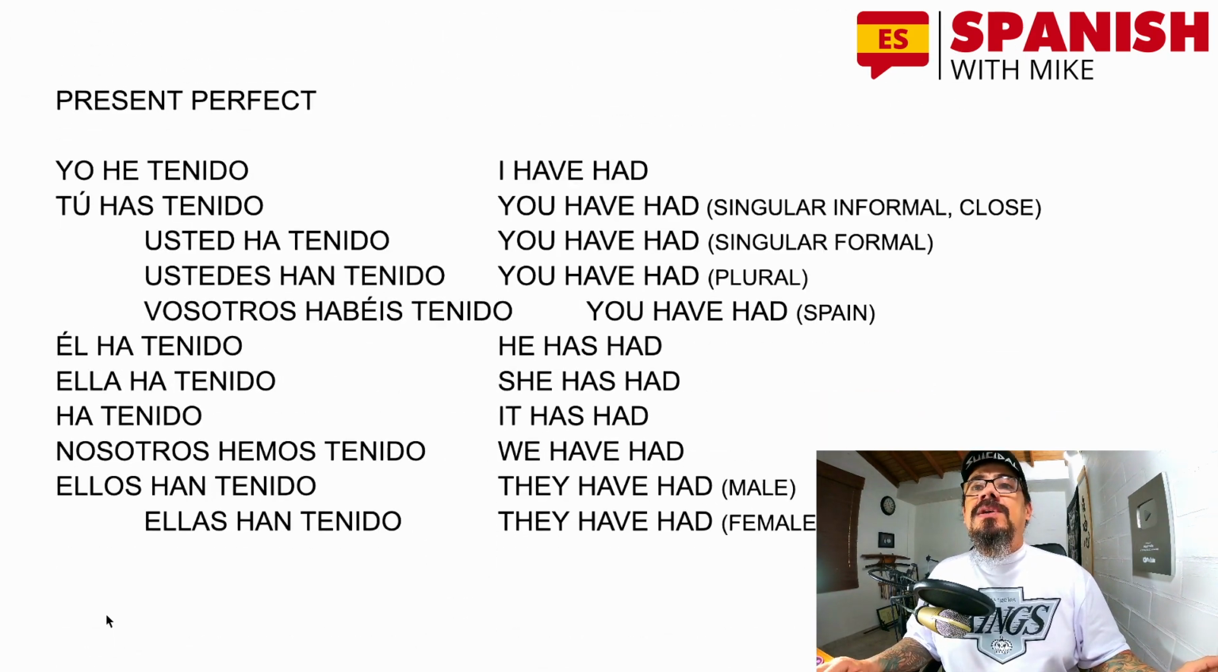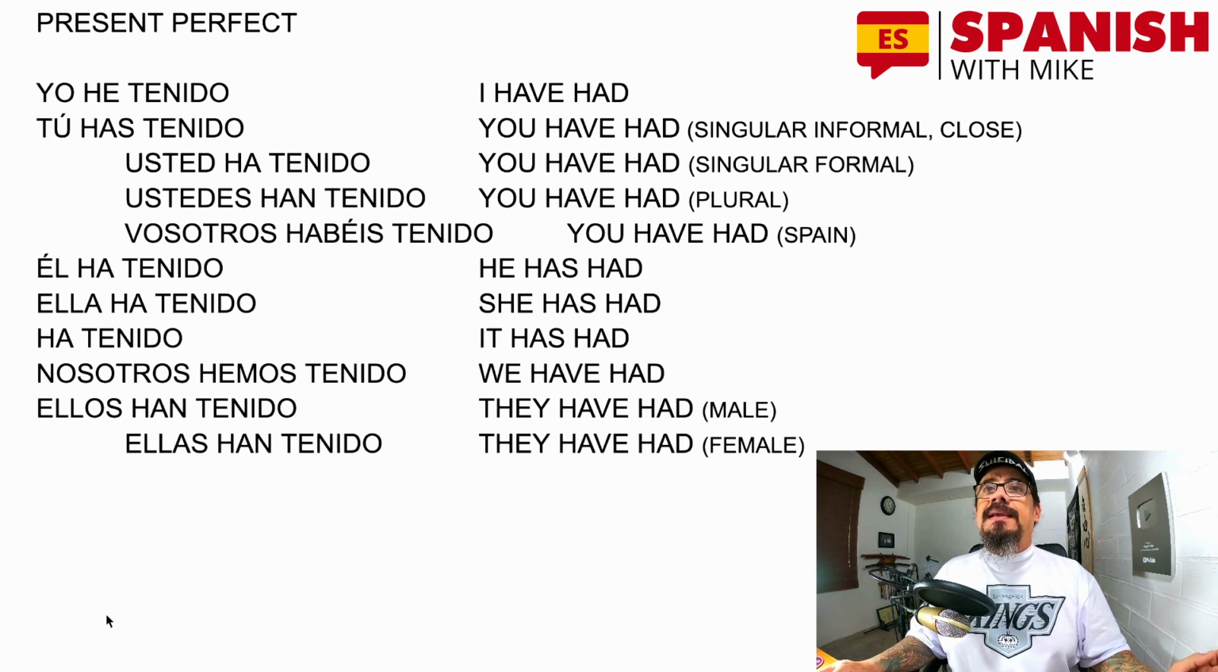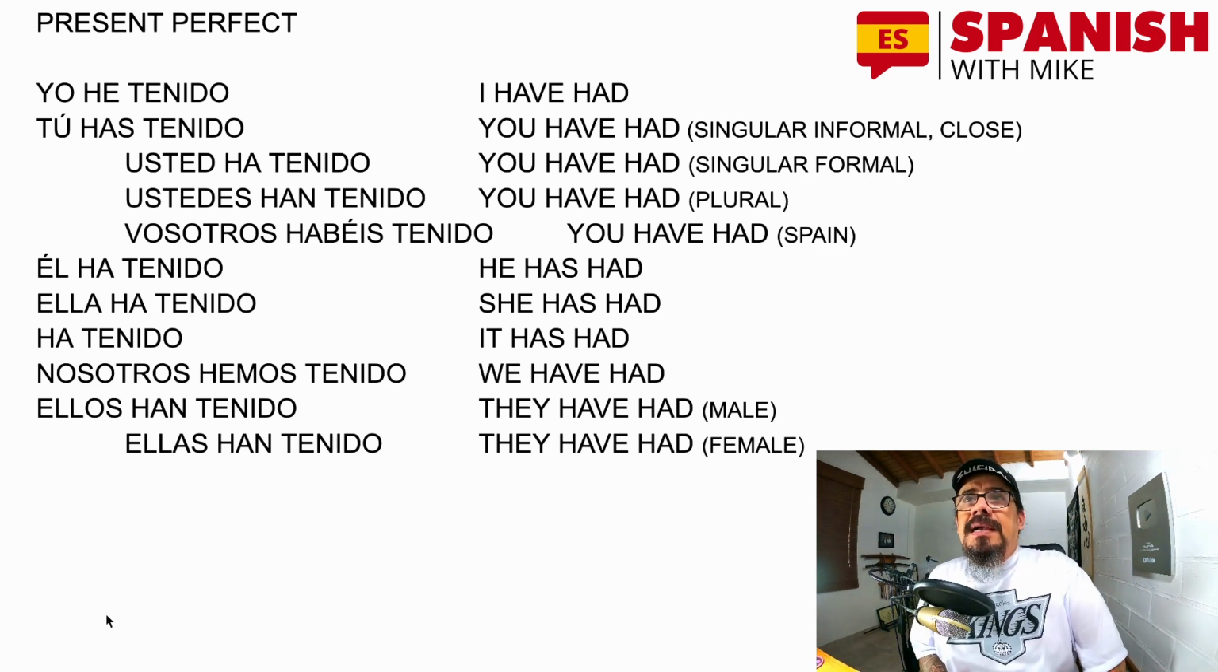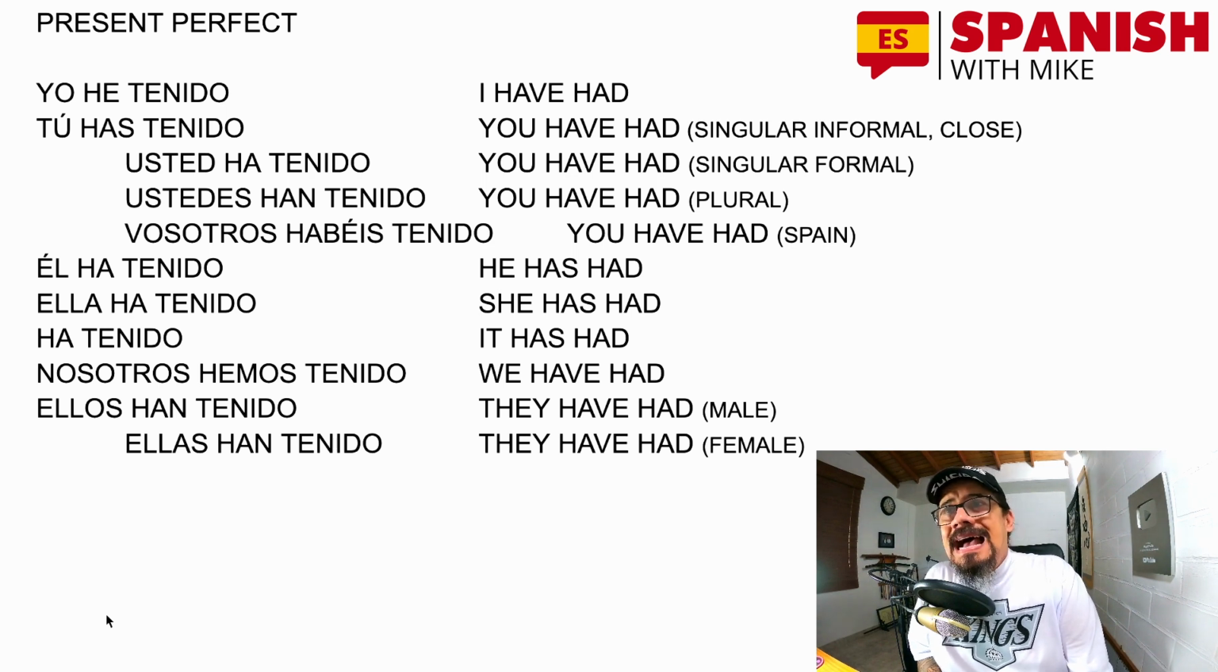Easy, right? So let's move to the present perfect. And it's exactly the same. As you can see, in English we have the form to have had.